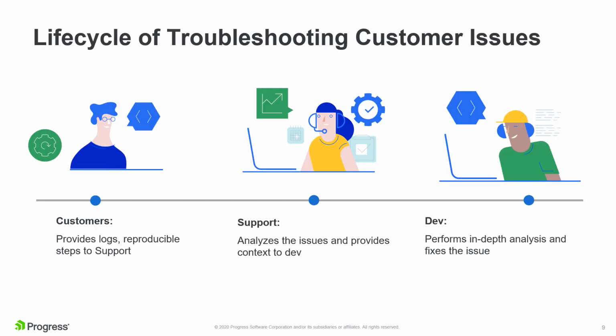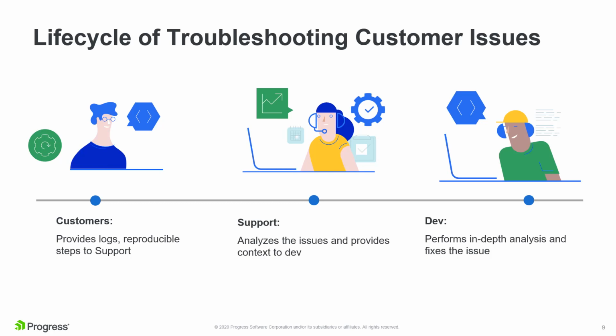So let's start by looking at the life cycle of debugging customer issues. The lifecycle starts with the customer reporting an issue. The customer typically reports an issue in a support channel by providing reproducible steps and probably log files if they are available. Then support tries to troubleshoot the issue by analyzing the logs and reproducible steps, and they will try to provide their findings and more context to the development teams, who then will find the root cause and try to fix it. But it is not always straightforward.